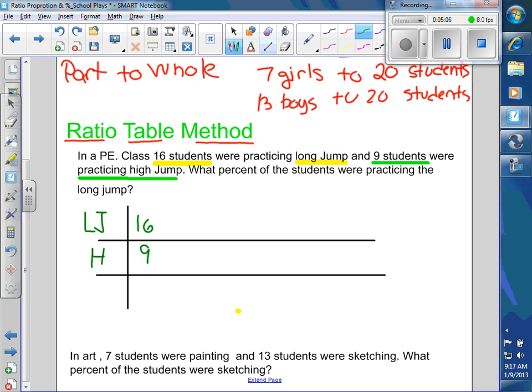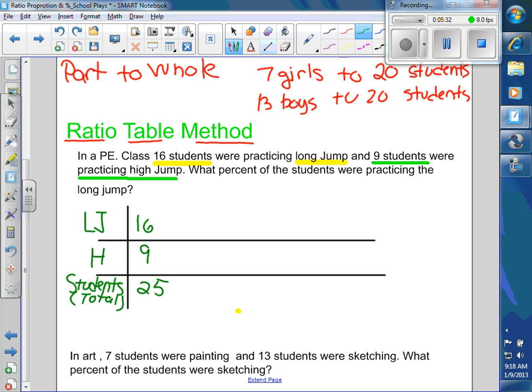The whole is... Help them out, Andy. 25. 25, and what does that 25 represent? 25 what, Mark? Students. 25 students, right? The total.